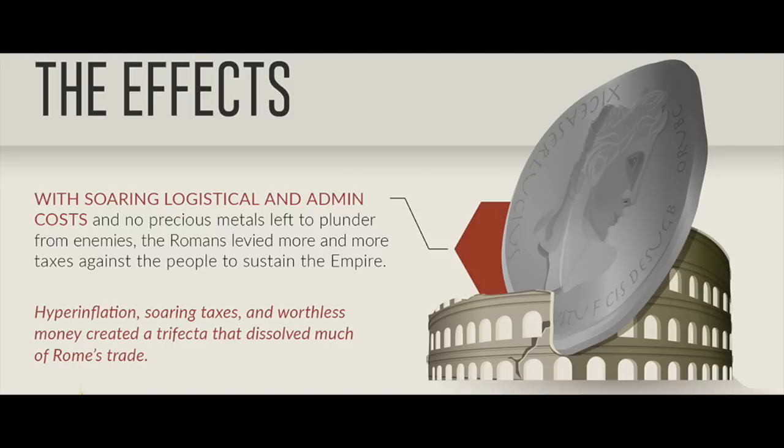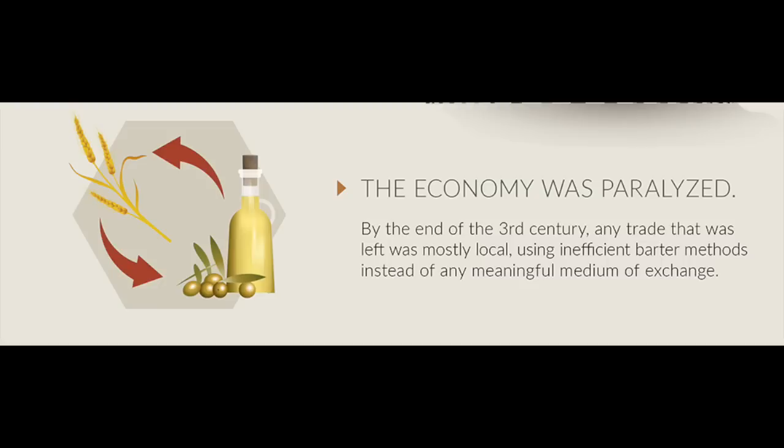Hyperinflation, soaring taxes, and worthless money created a trifecta that dissolved much of Rome's trade. And that's an article we talked about in the past. It covered in depth that trade basically froze up. People stopped moving goods and services. There was no reason to work, no reason to buy or sell or even transport anything. The economy was paralyzed, as I just said, frozen. By the end of the 3rd century, any trade that was left was mostly local, using inefficient barter methods instead of any meaningful medium of exchange.